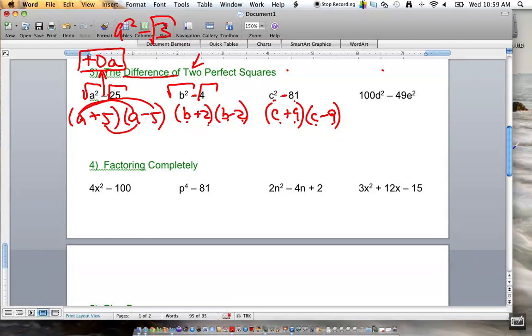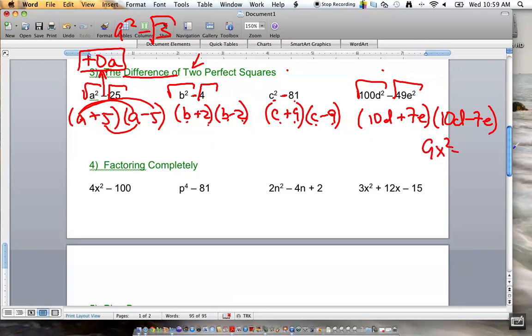Now sometimes they get a little bit more challenging and they put numbers and letters in both of them. Don't get scared, just square root both. 10d plus 7e, 10d minus 7e. Let me give you another quick one to do.